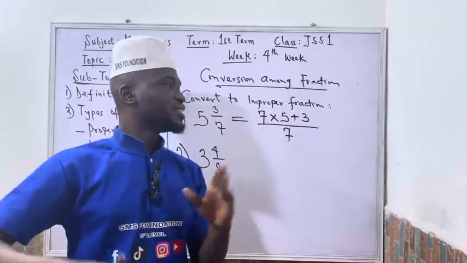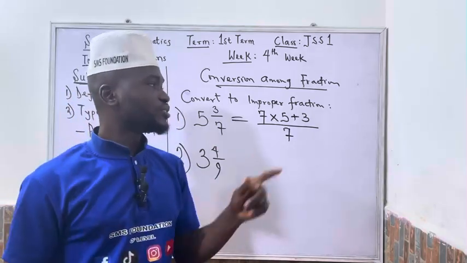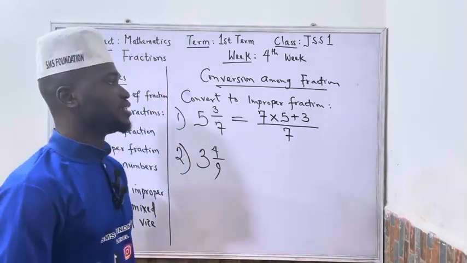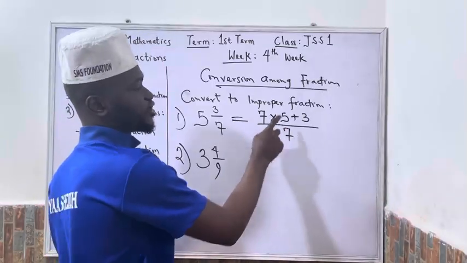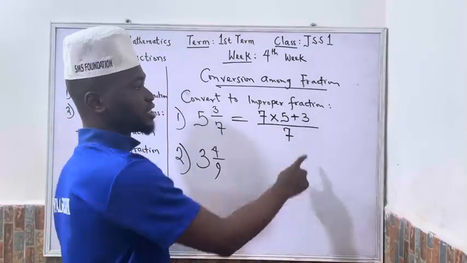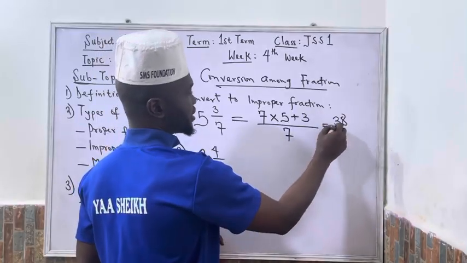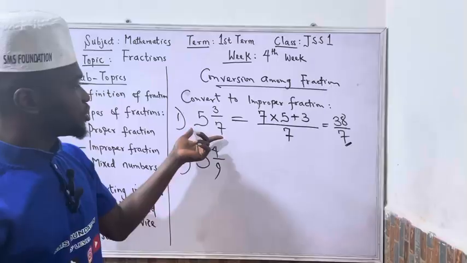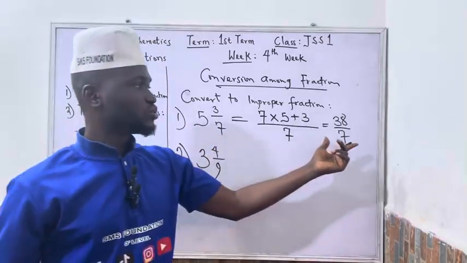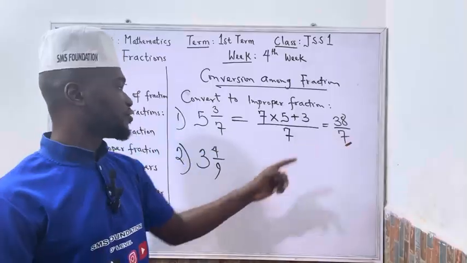I have taught the BODMAS rule in one of our videos. Go and check it, where I taught whole numbers and BODMAS. So you must do the multiplication first. That's 7 times 5. That will give you 35. 35 plus 3 will give you 38. So the answer is 38 over 7. You can see we are coming all the way from mixed fraction to improper fraction. So our answer is now an improper fraction.